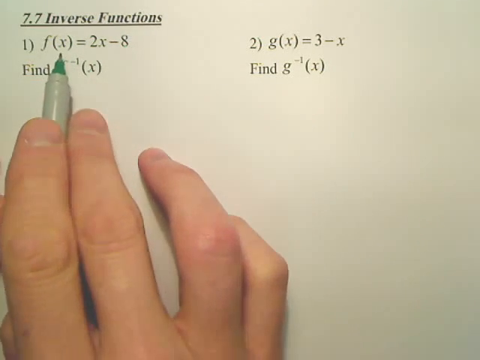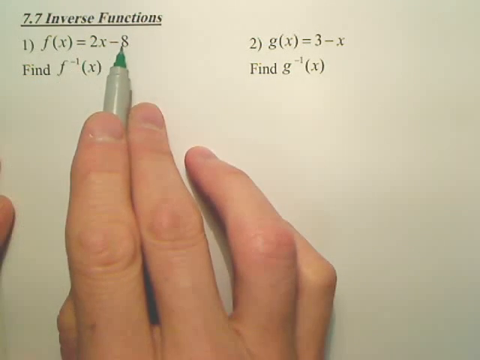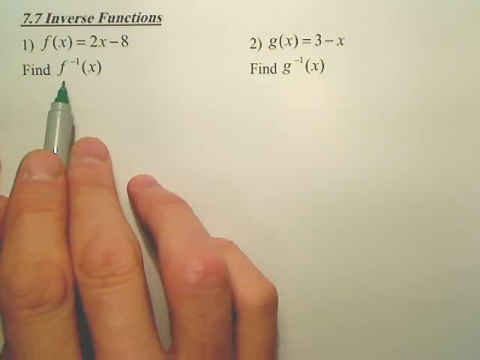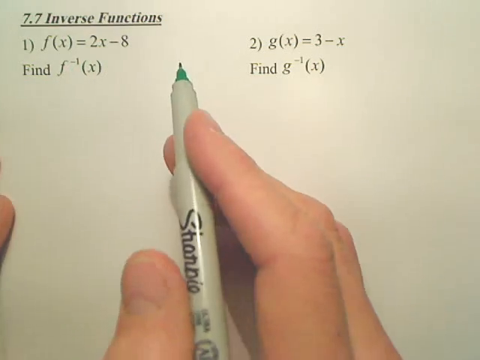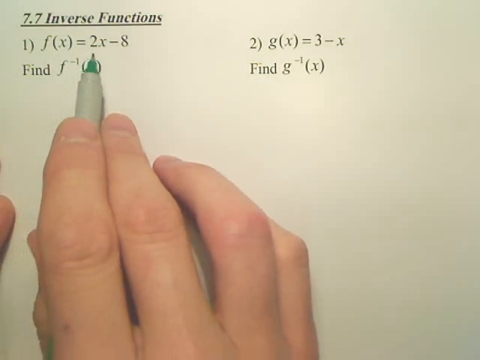Inverse functions. We have one function here. I want to find the inverse. Now, in order to find the inverse, it's this -1 idea. This function -1. -1 means inverse, just so you know.